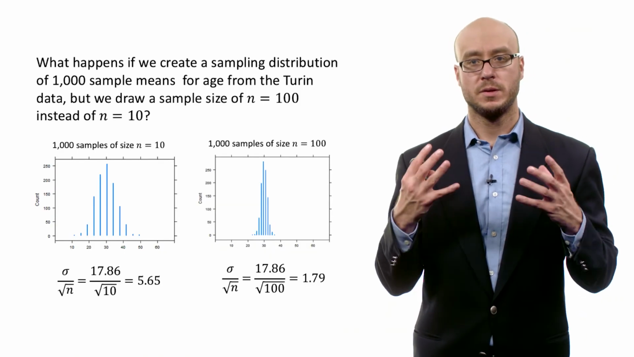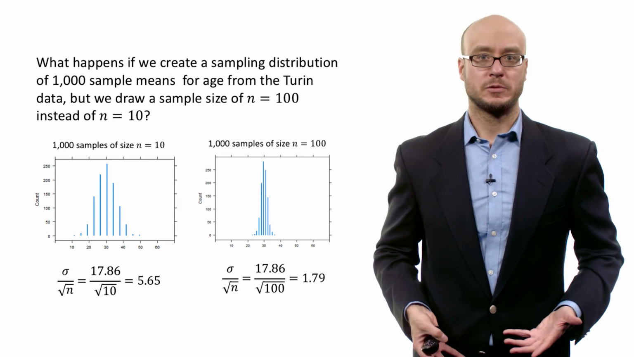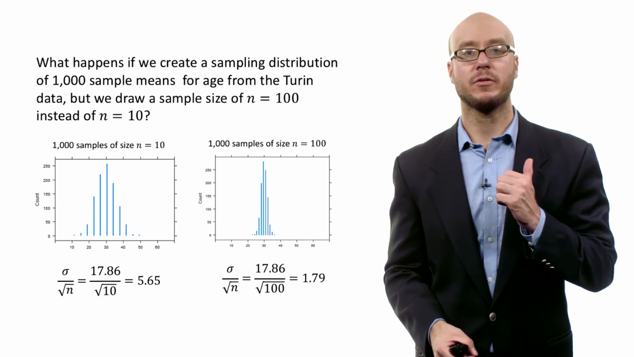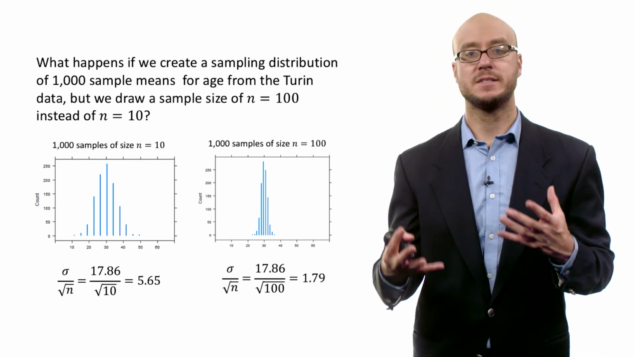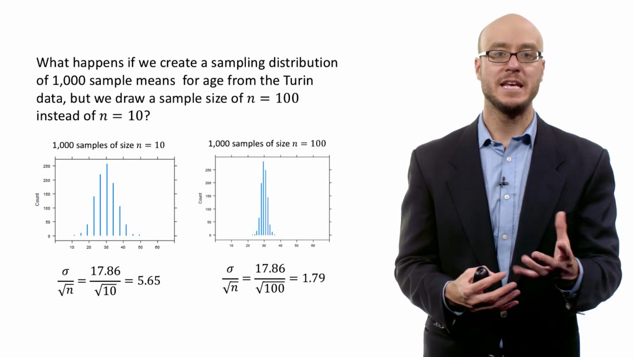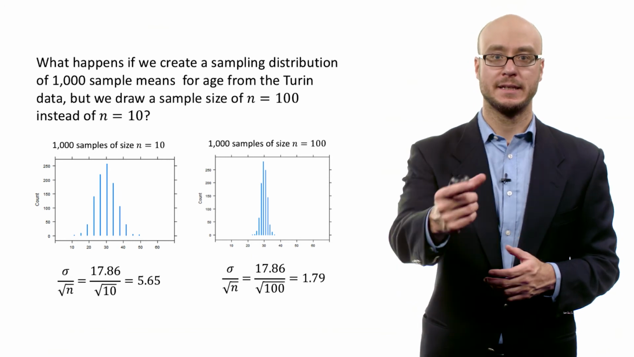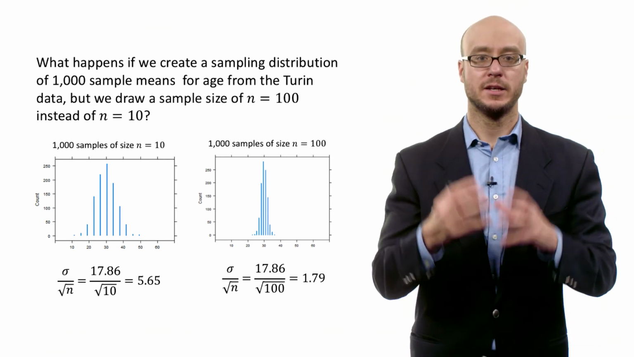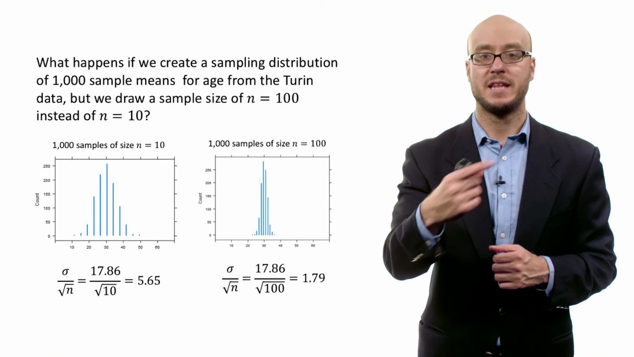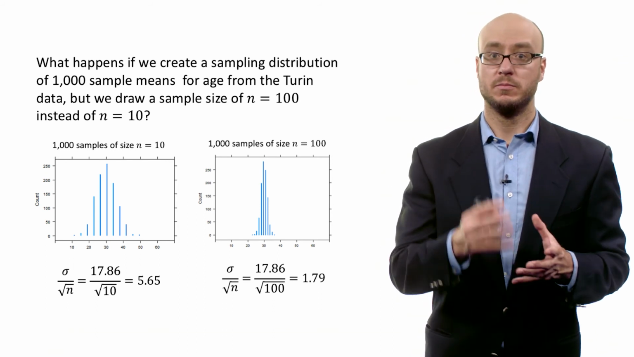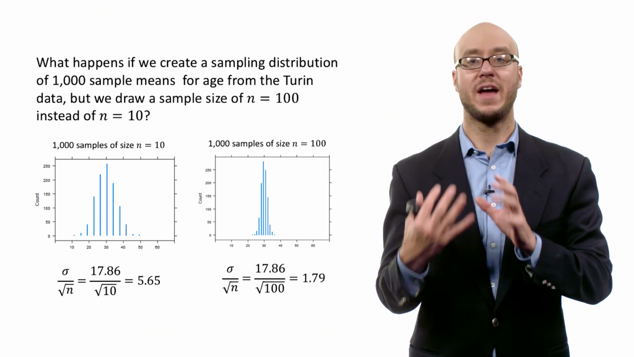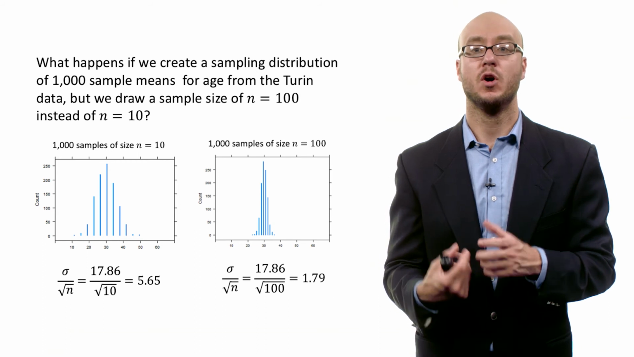Now, the important point is what would happen if we created a sampling distribution, a distribution of sample means, based on a sample size of 100 rather than 10. Well, here we have two examples. These are 1,000 sample means, each one based on a sample size of 10. So we collect 10 random people from the population, calculate their average age, throw them back in the population, and we repeat that process repeatedly. On the left-hand side, each of those samples is based on a sample size of 10. For the other graph, we have 1,000 samples based on a sample size of 100.